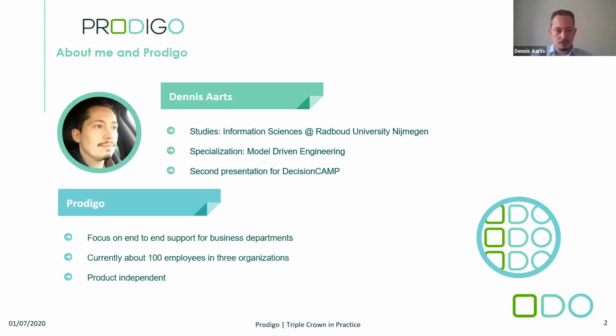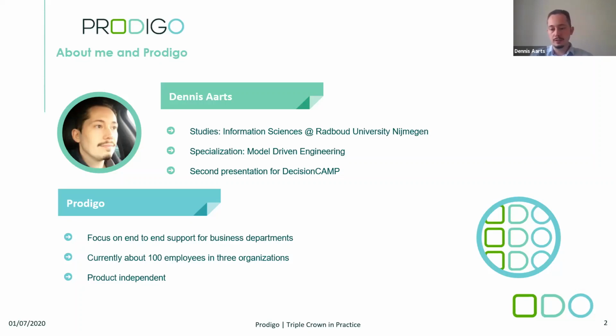Then a little introduction of the organization I'm working for. That's Prodigo. As you may remember, last year I introduced the business analysts, and what we have done is we have made a larger organization called Prodigo, which now contains 3 organizations. The business analyst is one of them, all having a different focus. But the overall focus of Prodigo is to support business departments end-to-end. So that means starting with strategy and going on to the functional analysis.